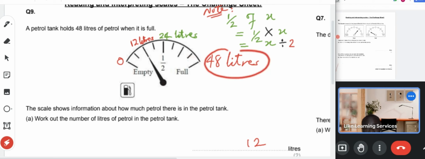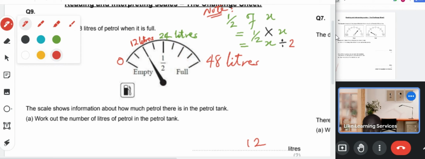The whole thing is 48, right? Are you listening? The whole thing is 48 liters. Just listen so that we can round off. And we have 1, 2, 3, 4, 5, 6, 7, 8 divisions. Count again: 8 divisions.